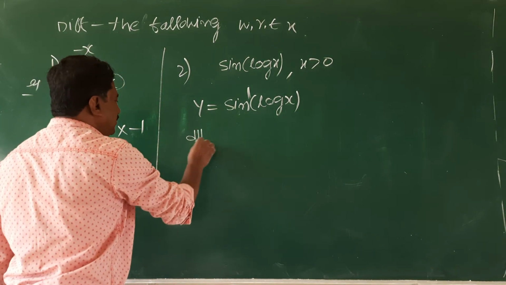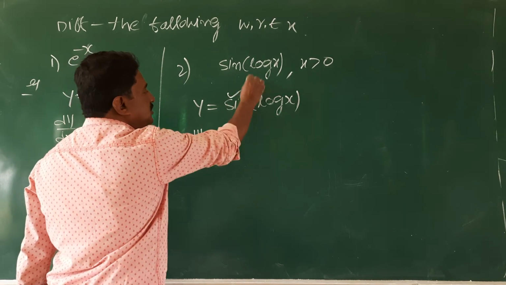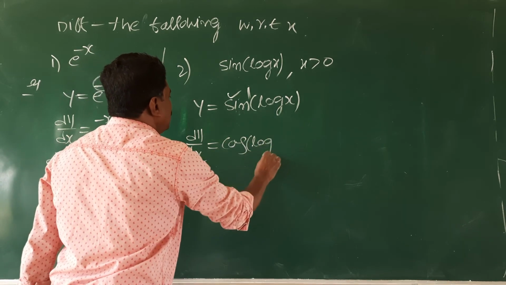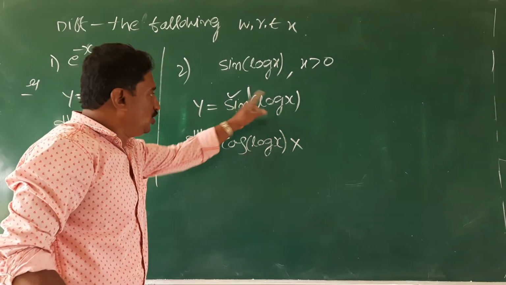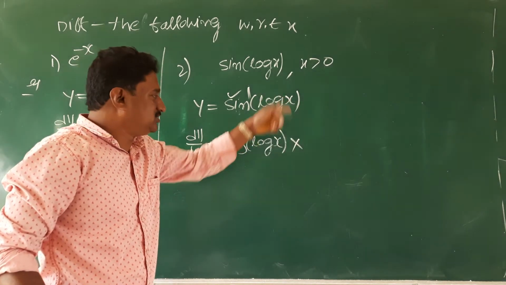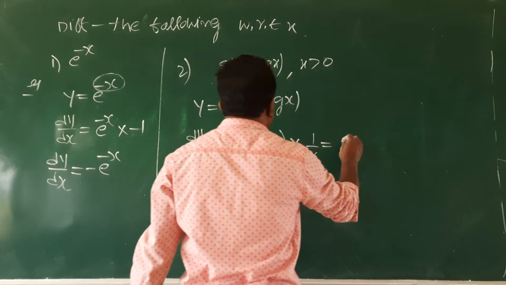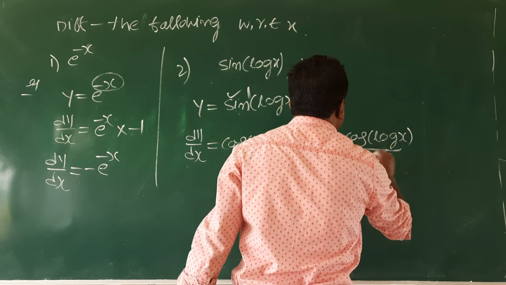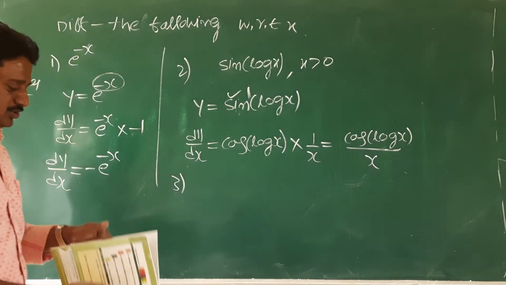Differentiation of y, dy by dx. First you differentiate sine. Differentiation of sine is cos log x. Differentiating sine over, go inside. Differentiate this log x: log x is 1 by x. So 1 by x, that is cos log x by x. So next question, students.